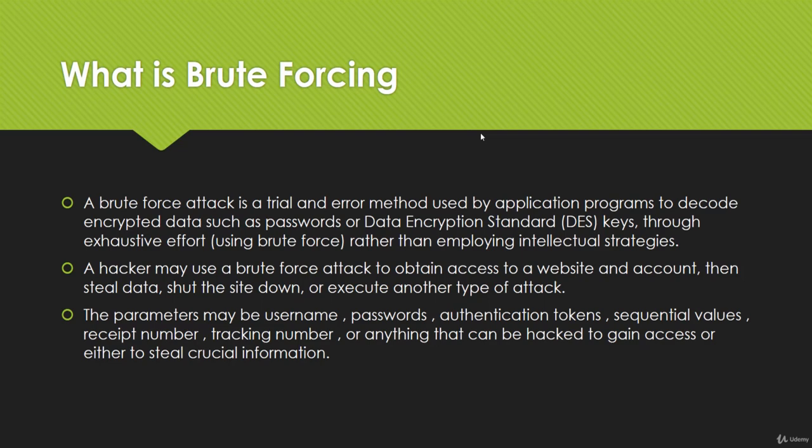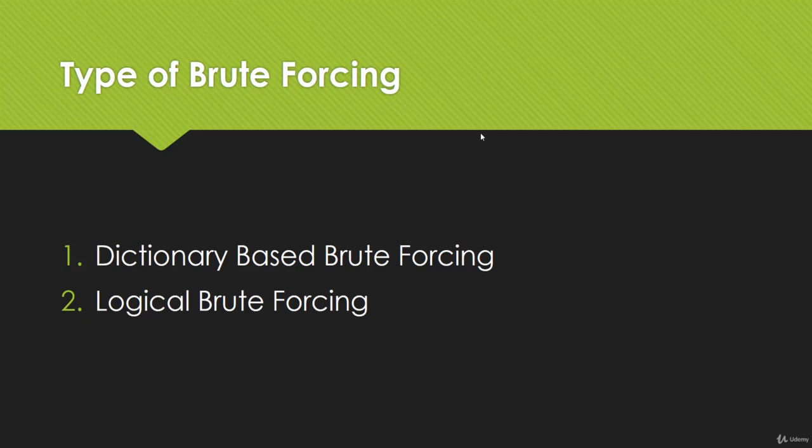The parameters may be usernames, passwords, authentication tokens, sequential values, receipt numbers, tracking numbers, or anything that can be hacked to gain access or to steal crucial information. Brute forcing is of two types. One, dictionary based brute forcing, and another is logical brute forcing.